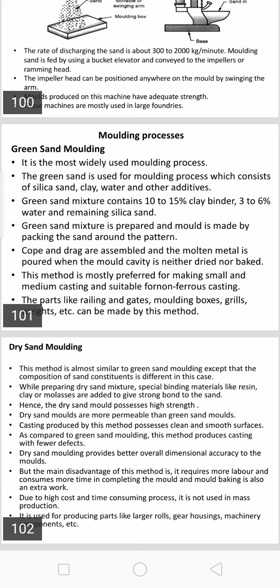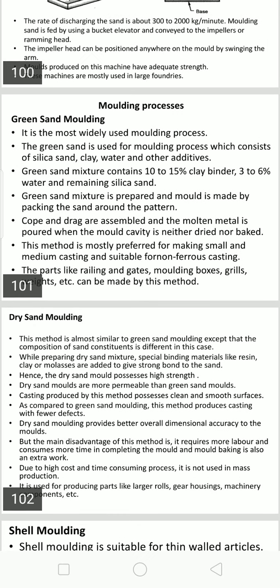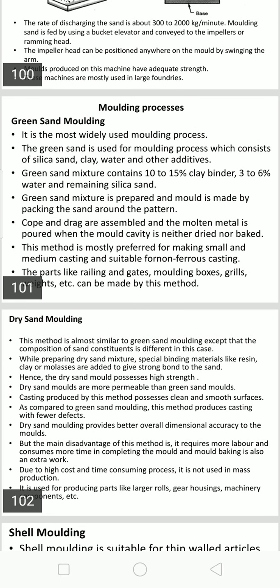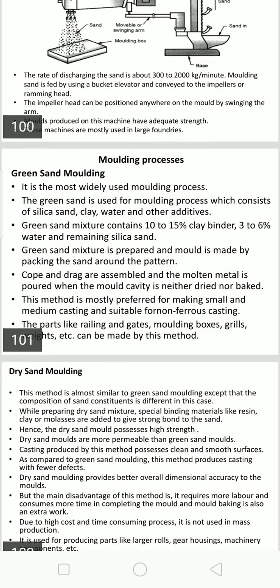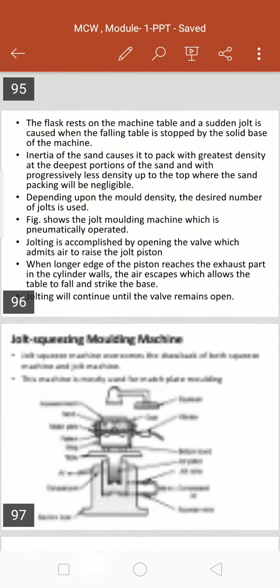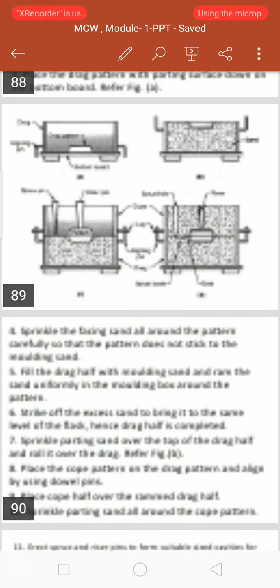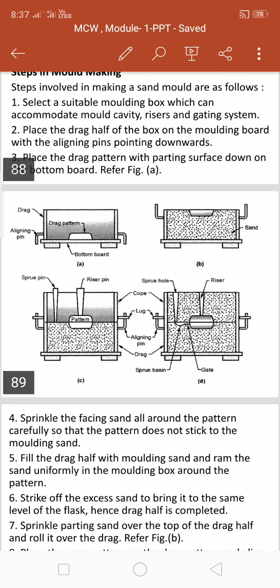non-ferrous castings. Parts like railings and gates, molding boxes, grills, and weights can also be made with this method. We have already discussed this concept in the earlier class, so I will just glance over this molding process. Look at this picture. This is exactly the process of producing molds by green sand molding.